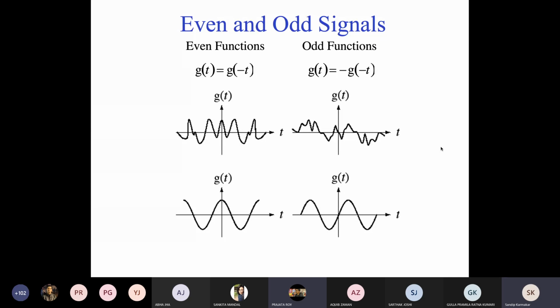Now even and odd signals. Even functions mean g(t) equal to g(-t). That means its time inversion does not change the function. And odd functions mean g(t) equal to minus g(-t). This you have done in your calculus class in class 12. So you can see that the cos function is an even function and the sine function is an odd function.